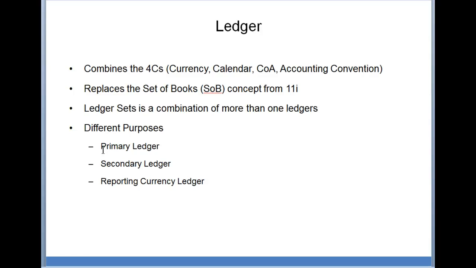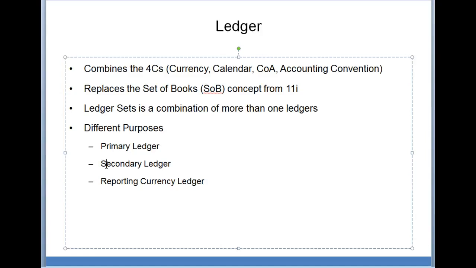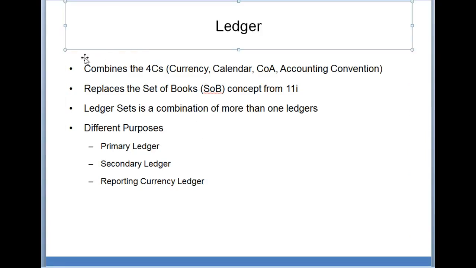So what it means is that the primary ledger is basically your operational ledger, where you would capture all your transactions and reportings. The secondary ledger is where you would capture a separate or secondary presentation of your accounting, and the reporting currency ledger is where you would capture a separate currency. So as you can see, if something like currency is different, you would need a separate ledger to be defined.